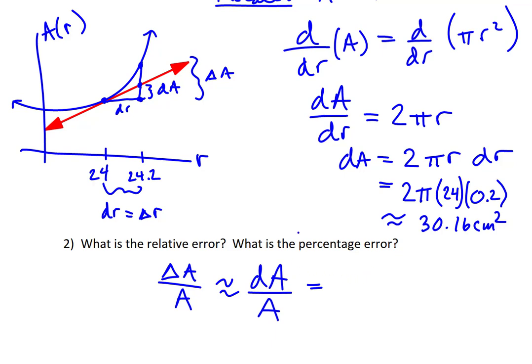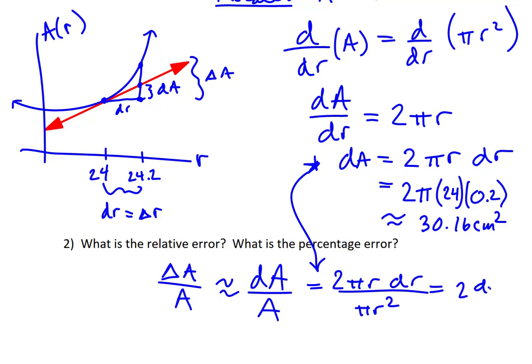We could say dA, which we just solved, what we found for dA above is now going to be used. We said dA was 2 pi r dr, and then A, that's just pi r squared, the actual area. If we simplify this algebraically, we'll simply get 2 dr over r, which for this example, plugging in dr as 0.2 and r as 24, should give us 1 over 60, which as a percent is approximately 1.6%.